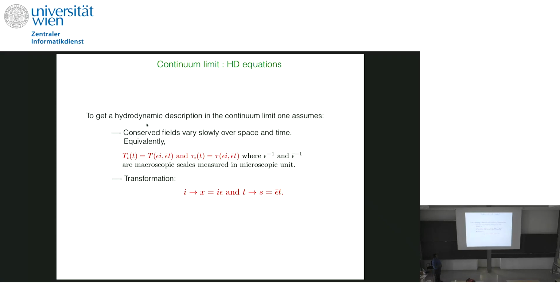So we can express that statement by considering these temperature fields and pressure fields, which are given by functions of I and T, where you have epsilon and epsilon bar, which determine the scale. So epsilon inverse and epsilon bar inverse are macroscopic length and time scales measured in microscopic length and time units. One convenient way is to use the transformation that I goes to X and T goes to S, like this. And if you do that, you then take the epsilon going to zero limit and epsilon bar going to zero limit.